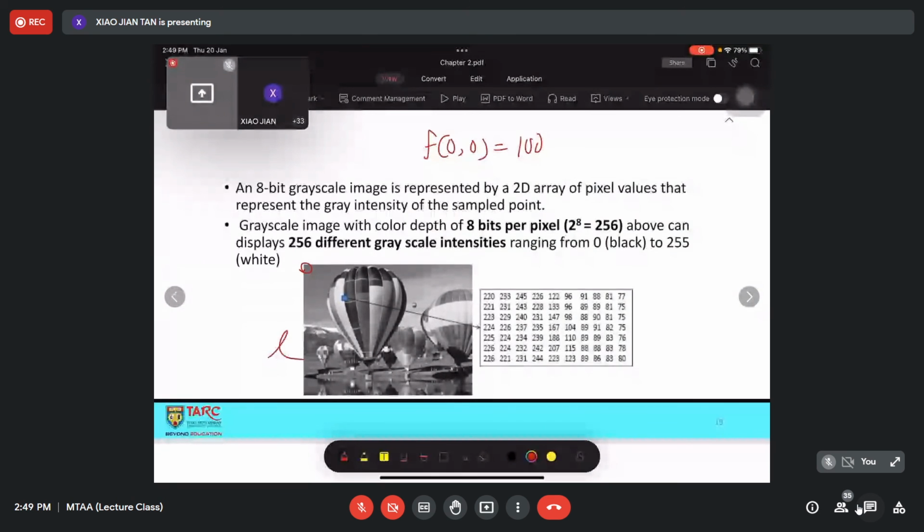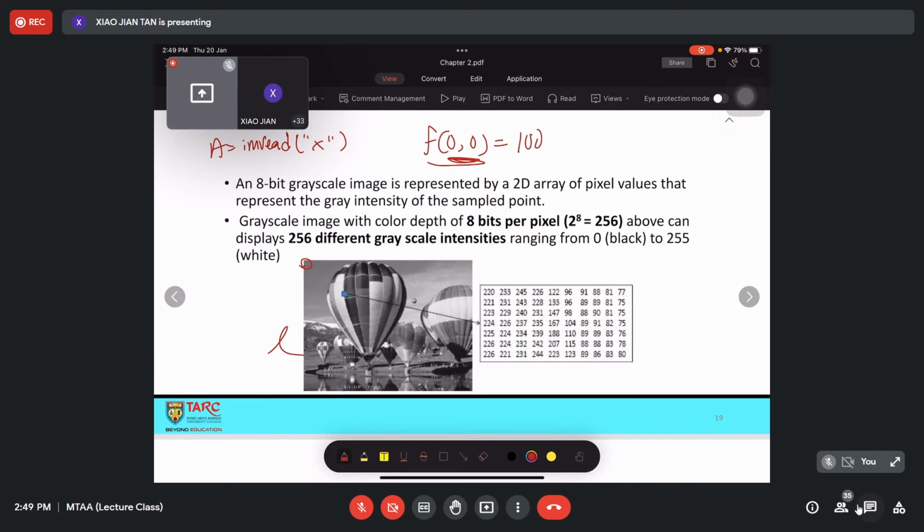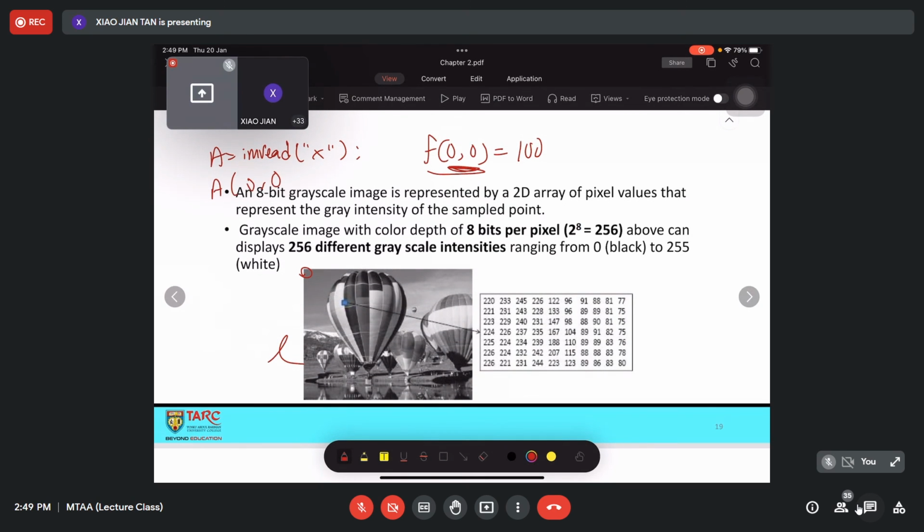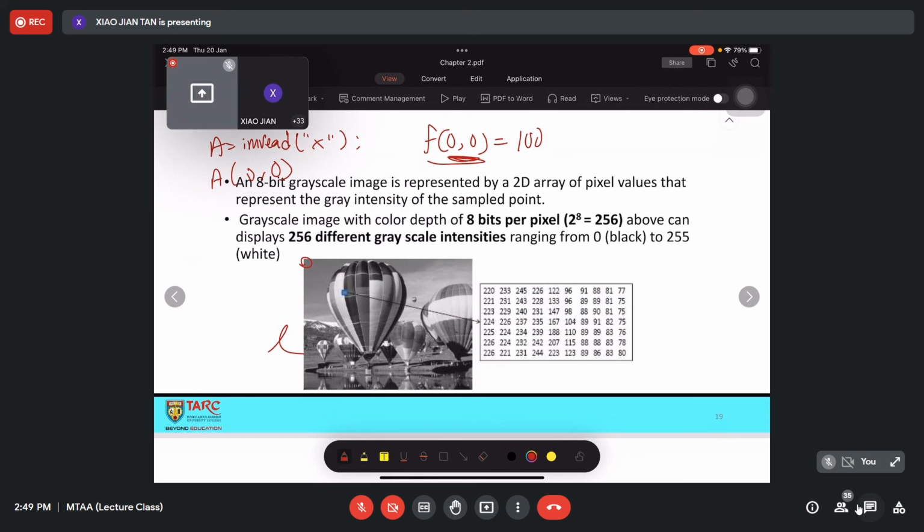But if this is an RGB image, whenever you declare this in your Matlab, for example, A is equal to imread of your directory, and then A(0,0), that's all. Whenever you hit the enter button, it will show the answer, A equals to whatever. Let's say this is a grayscale image, it will show only one value, for example, 100.